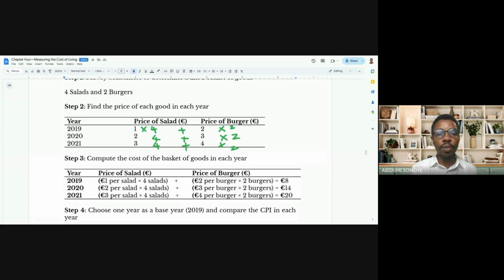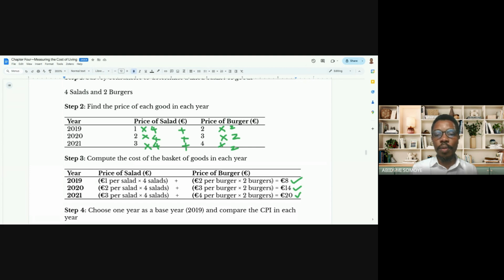So you could see the value. 1 times 4 is 4, 2 times 2 is 4, so you're going to have 8. That is the 8 that we have here. Then 2 times 4 is 8, 2 times 3 is 6, so you have 14, like you have here. Then 3 times 4 is 12, 2 times 4 is 8, so you're going to have 20 here. So the cost of the basket in each year is 8 euros in 2019, 14 euros in 2020, and 20 euros in 2021.